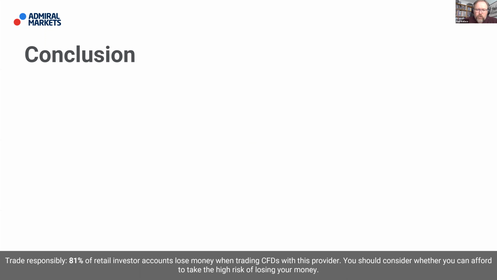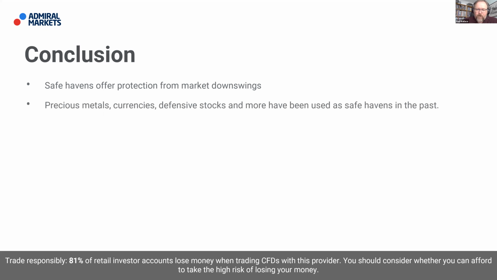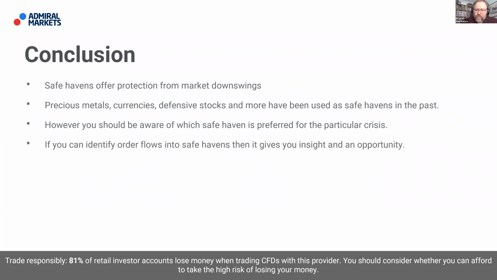So, in conclusion, ladies and gentlemen, safe havens offer protection from market downswings. Precious metals, currencies, defensive stocks, and more have been used as safe havens in the past. However, you should be aware of which safe haven is preferred for the particular crisis. If you can identify order flows into safe havens, then it gives you insight and therefore provides an opportunity. So why don't we have a little look at some live markets and just get an understanding of what's been going on over the preceding six to nine months that we've been experiencing. That might just give us an insight into where the money has flowed.